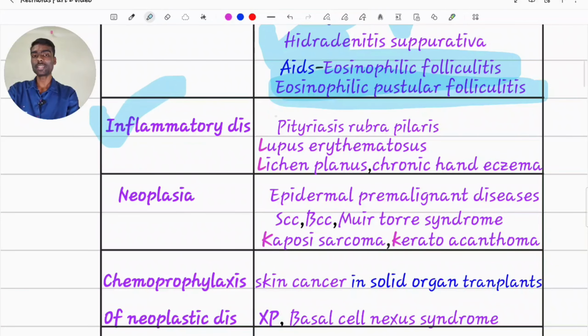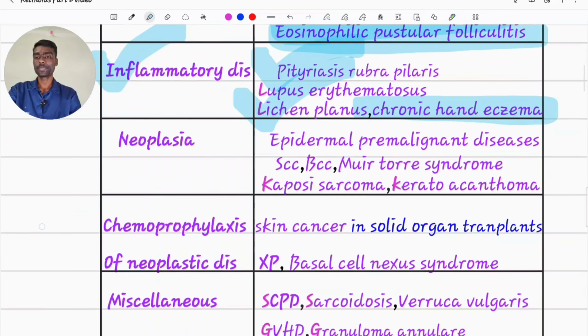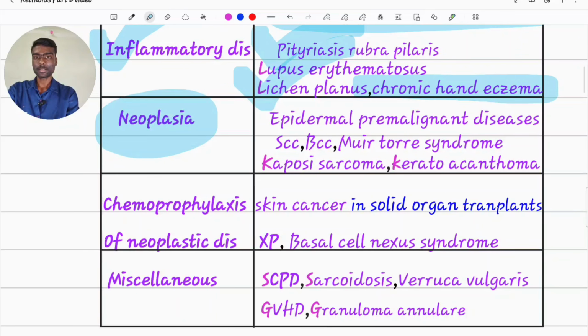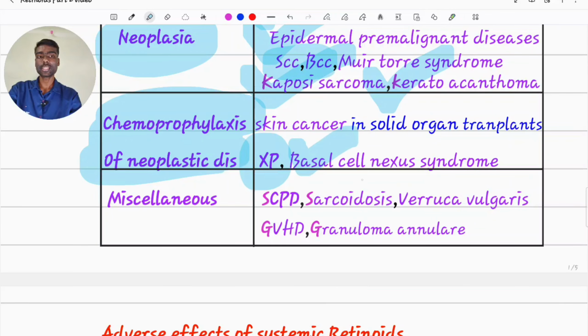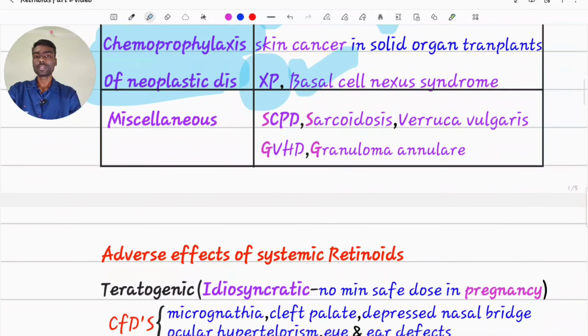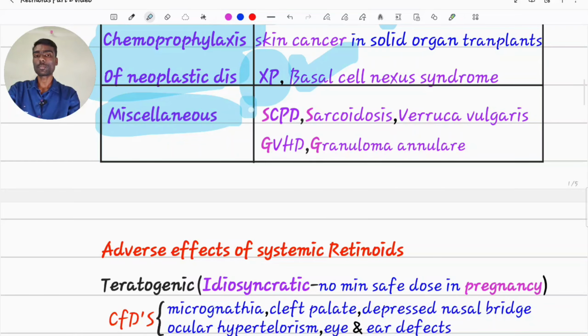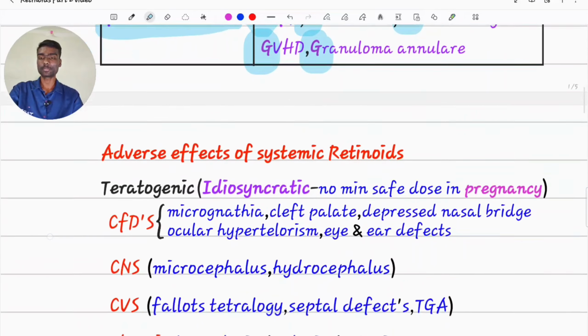Inflammatory diseases like pityriasis rubra pilaris, lichen planus, chronic hand eczema. Neoplastic diseases like epidermal pre-malignant diseases, SCC, BCC, Kaposi sarcoma, keratoacanthoma. Chemoprophylaxis of neoplastic disorders like xeroderma pigmentosum, basal cell nevus syndrome. Miscellaneous disorders like subcorneal pustular dermatosis, sarcoidosis, verruca, graft versus host disease, granuloma annulare.